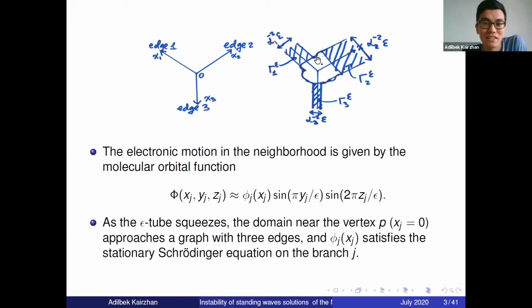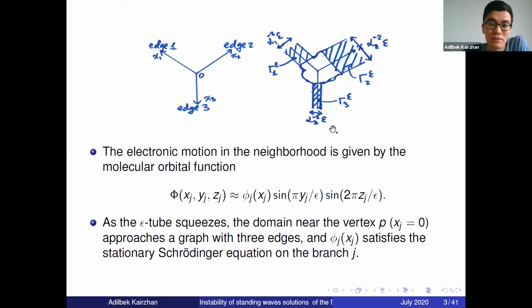So, when we consider the orbitals, the electronic motion just depends on the molecular orbital function of this type. And here you have this network, and then you consider the neighborhood of that network, because the free electrons can't stay on this core. They just move along that core.